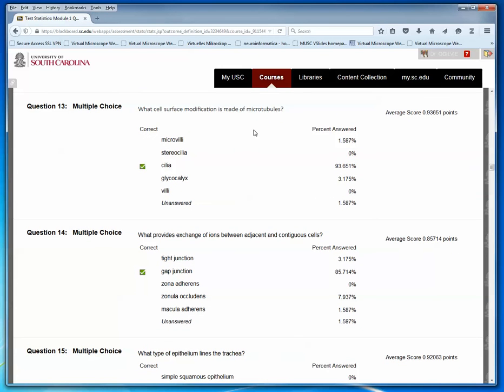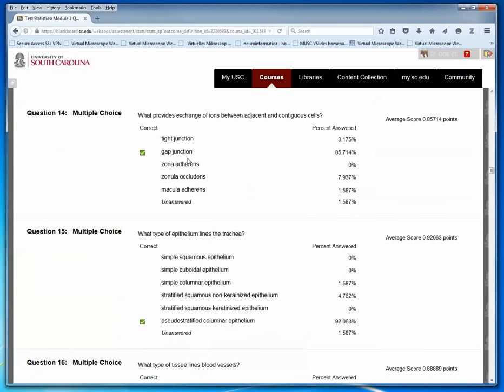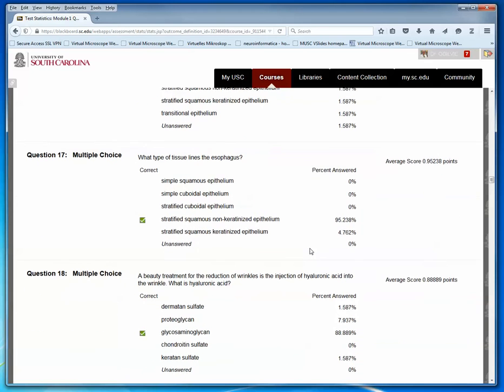Cell surface modification with microtubules, that's cilia. Realize that stereocilia and microvilli have actin. The glycocalyx is a coating on the cell membrane surface, but it's not made of microtubules. And the villi, those are in the intestine, those are projections of the mucosa with loose connective tissue. How do cells exchange ions through the gap junction? Let's just remind you of that. And then the epithelium that lines different parts of the body. We've given you that. That's what these questions were about.